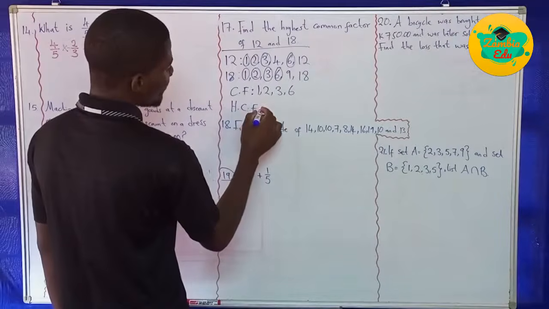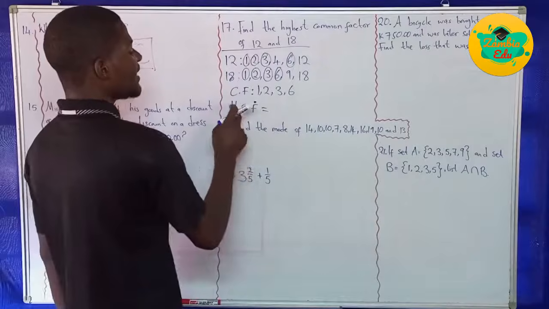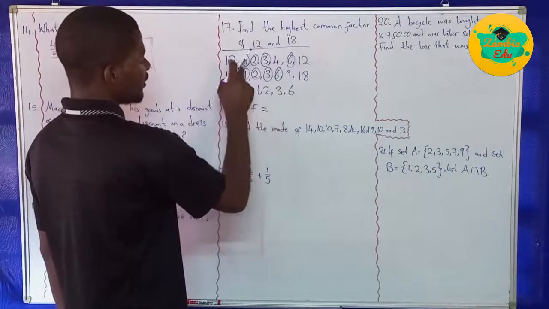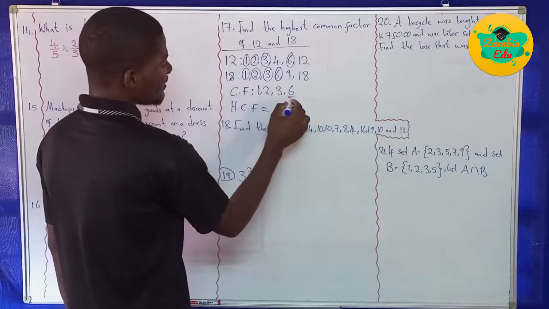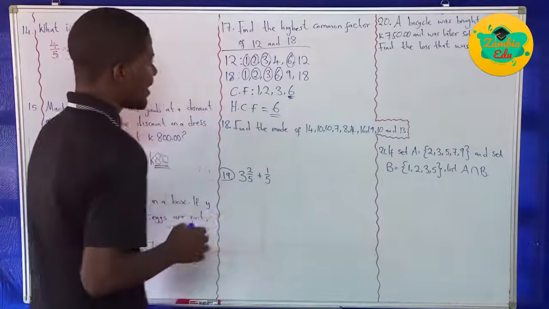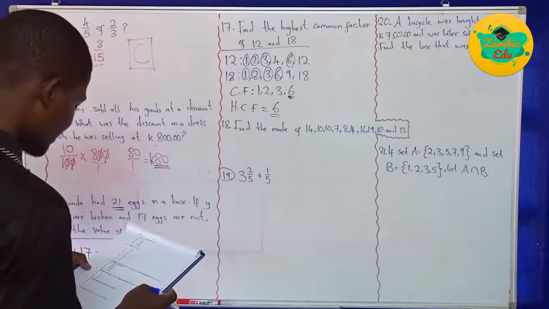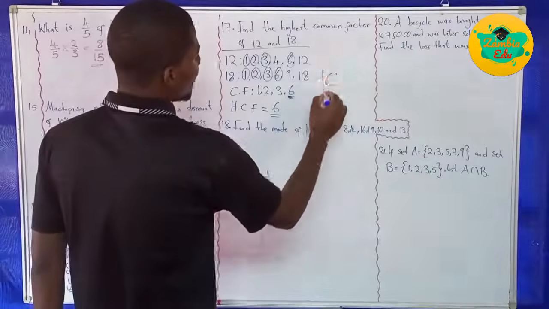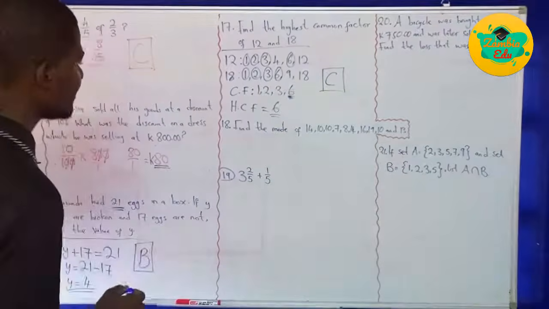Now, among the factors that we have, what is the HCF? Meaning, what is the highest number which is a factor of the two numbers? From our common factors here, we can see that 6 is the highest number. So we have 6 as our answer, the highest common factor, and it came as option C. We quickly go to number 18.